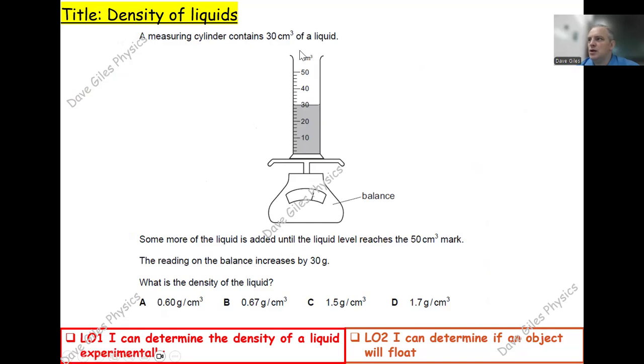A measuring cylinder contains 30 centimeters cubed of liquid. Some more of the liquid is added until the liquid level reaches the 50 centimeter cubed mark. The reading on the balance increases by 30 grams. What is the density of the liquid? So the volume is increased by 20 centimeters cubed. So density is mass, 30 grams, divided by the increase in volume of 20. That gives you 1.5 grams per centimeter cubed.